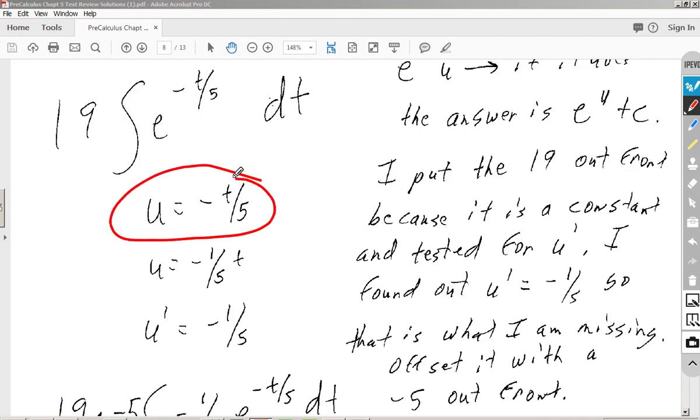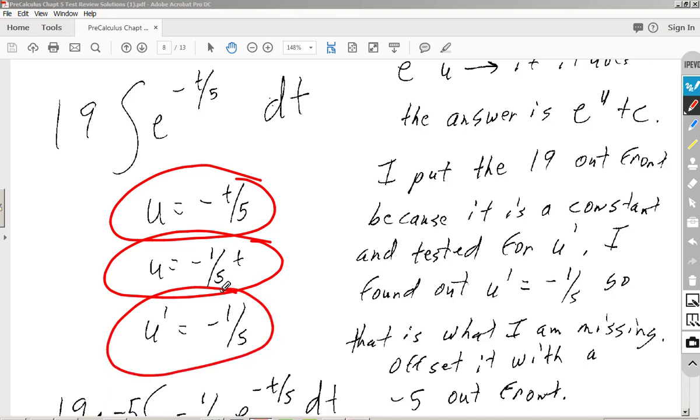So I'm going to let u equal negative t over 5. I recognize that this is negative 1/5 t. Kind of helps me to understand it a little bit easier so that I know that when I'm actually taking this derivative, it's just negative 1/5. So it looks like my u prime is negative 1/5. So that means that I need to bring in a negative 1/5. So if I bring in a negative 1/5 to offset it, I need that negative 5 out front.